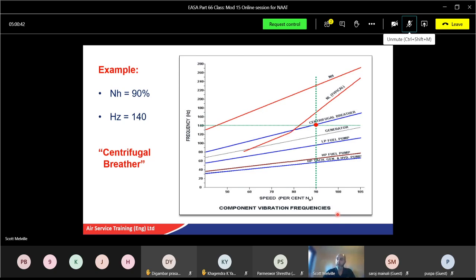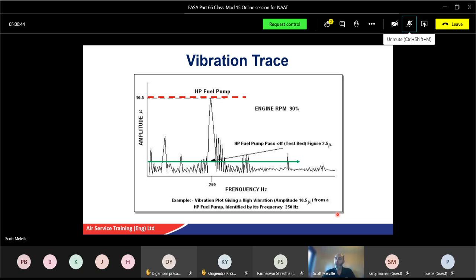Okay, so a typical graph there. Then we've got what's called a vibration trace. This can be done in real time on the vibration equipment. You can actually see the spikes moving along as you're doing an engine run. We can also print them out. Now in this case, we've got a pass-off test, which means this is the sort of graph once we run an engine, we do a full vibration run, and then we print the graph off and see what we've got.